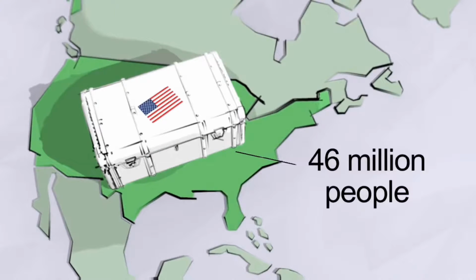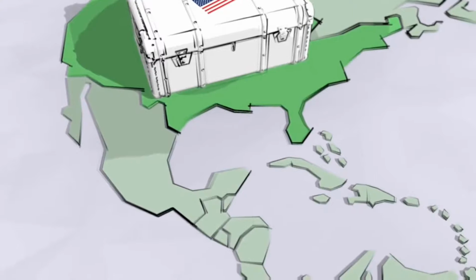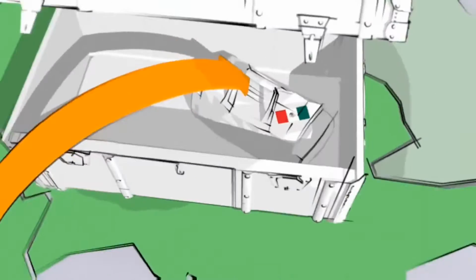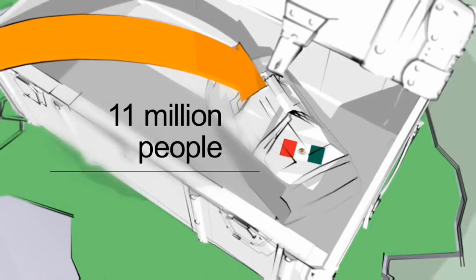Then, international migration is moving from one area to another, or people crossing the border of one country to another.